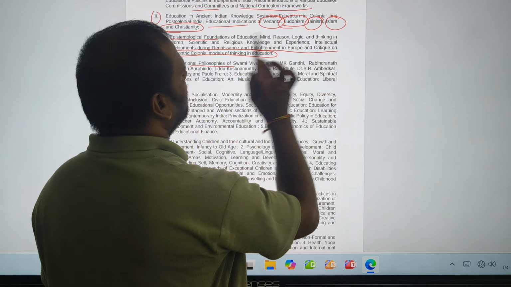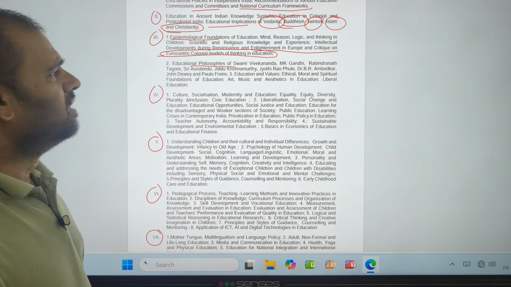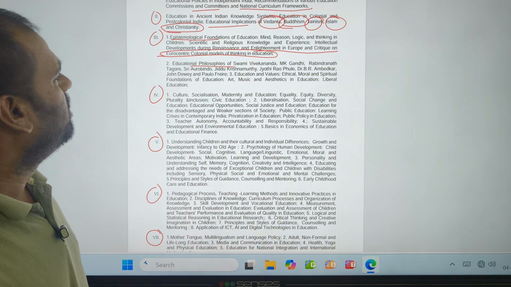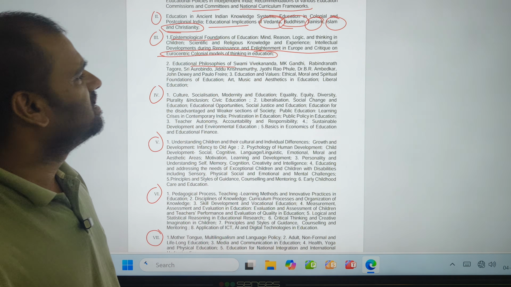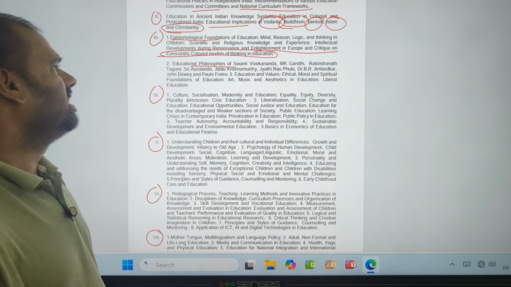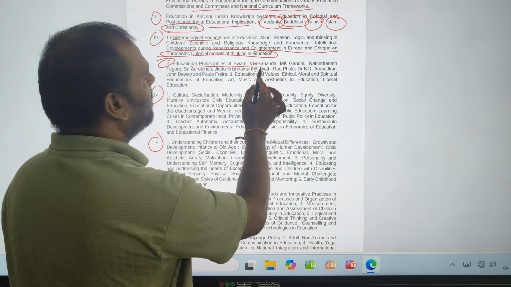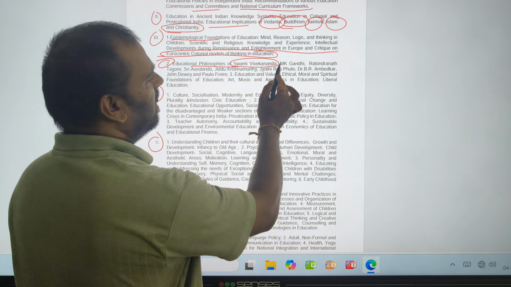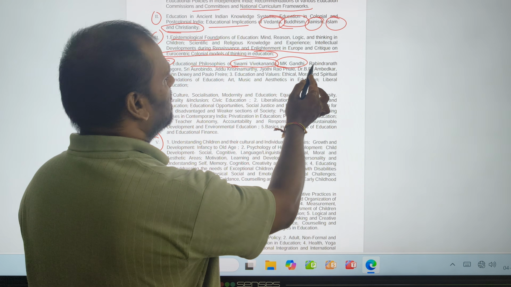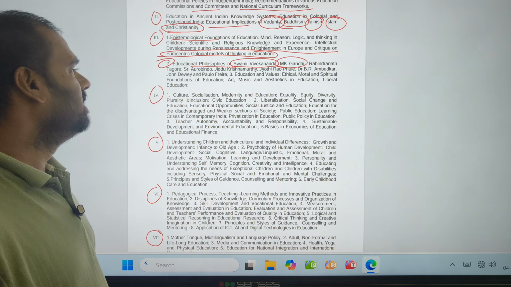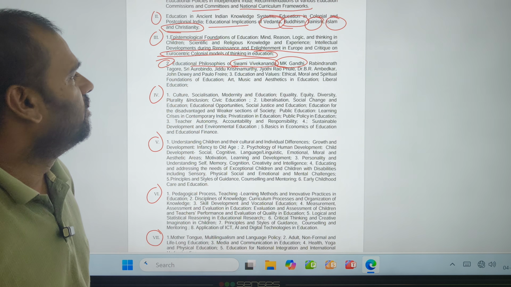Most probably, you have to depend on very good books to understand very well about these Eurocentric colonial models of thinking in education. So next, philosophical foundation. What is the philosophy of Swami Vivekananda related to education, and Mahatma Gandhi, Rabindranath Tagore, Sri Aurobindo, J.D. Krishnamurti, Jyotirao Phule, Dr. B.R. Ambedkar, John Dewey and Paulo Freire.